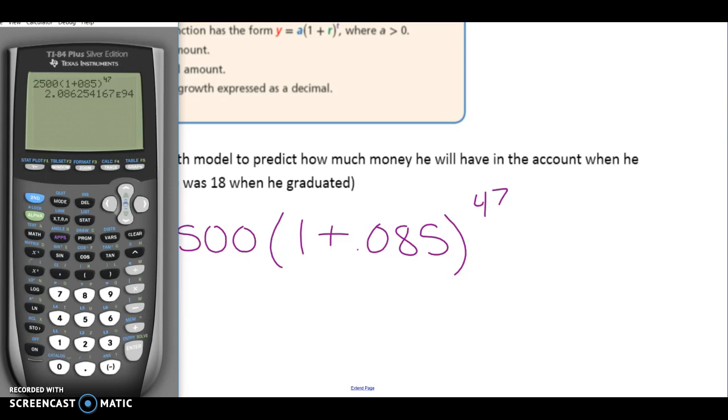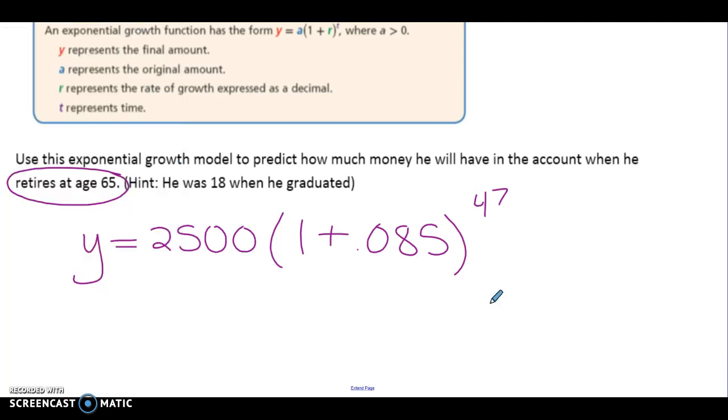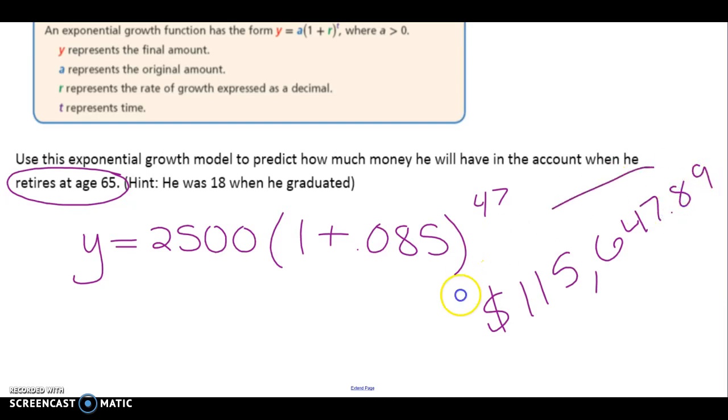That's a lot of money. So just don't spend any of that and you'll be rich. What's the point of being rich? That gives me $115,647.89. That's not a lot of money for like 47 years, bro.